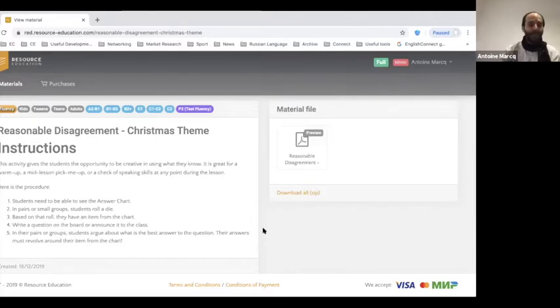Why? Well, because it's all in the title. We're going to have a disagreement. Students are going to be put in a situation right now where they're going to disagree on something, and they're going to have to convince each other that they're right. So here's the procedure.